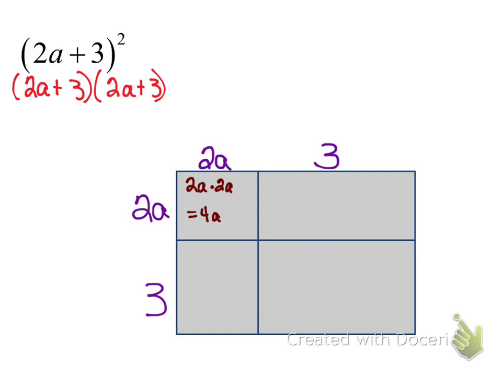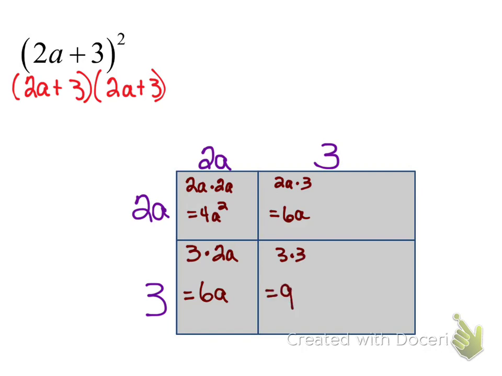Okay, Riley, top right. I think you did top right last time. 2A times 3. 6A. Bottom left, Logan. 2A. Nah, always do your height first. So I want you to do this one. Oh, 3 times 2A. Equals 6A. And bottom right, Danny? 3 times 3. And that would be 9.